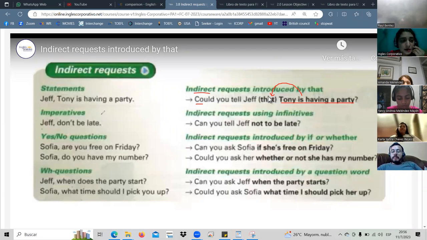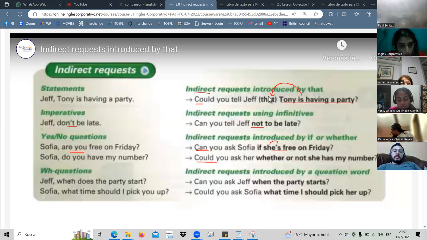Got it? In here, don't be late. Can you tell Jeff not to be late? Not to be late. This is for infinitive, indirect request here. Are you free? Direct question. Can you ask Sofia if she's free? No, not is she free; it would be she's free, right? Because you say can you, could you, etc. Those expressions change the structure of the regular question.